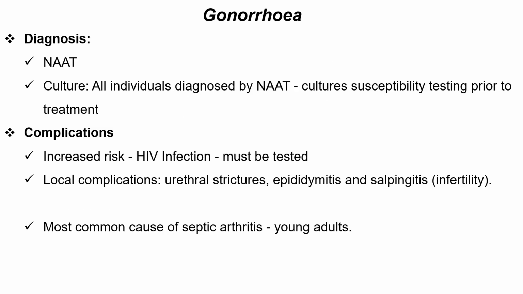It is diagnosed with the help of nucleic acid amplification test. In all individuals diagnosed by NAT, culture susceptibility testing should be done prior to treatment. There is an increased risk of HIV infection in patients having gonorrhea, so they must be tested for HIV. Urethral strictures, epididymitis, and salpingitis leading to infertility are the common complications. It is one of the most common causes of septic arthritis in young adults.